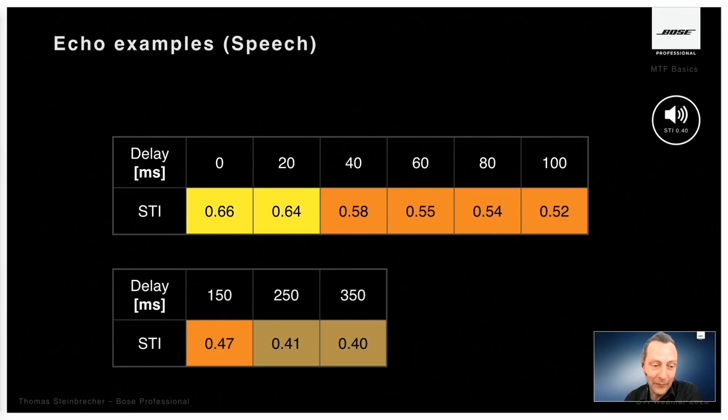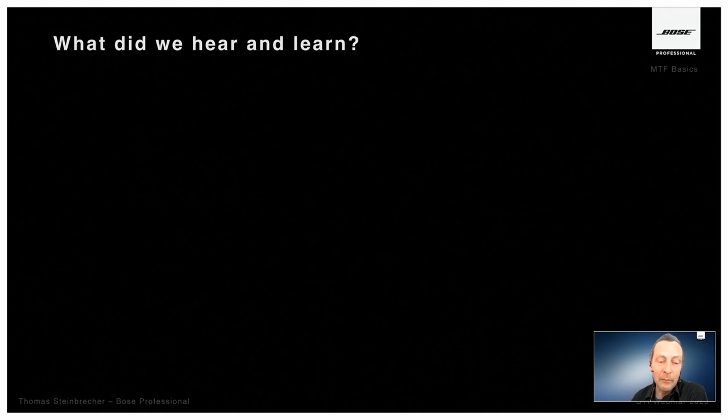So you can imagine we could have also listened to these examples with music. That can get really funky, especially if you have percussive music. And we have to skip that for today. But you can imagine that if you are playing percussive music, such echoes will completely ruin your sound transmission.